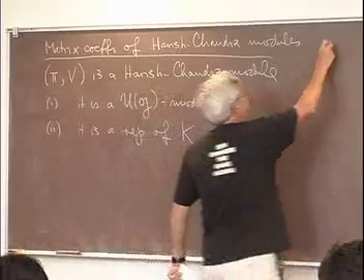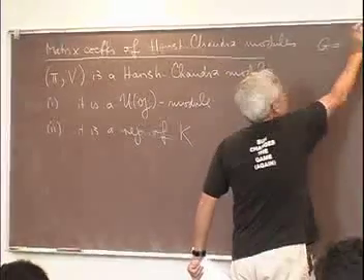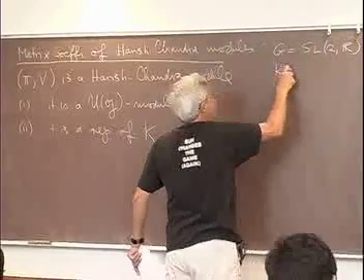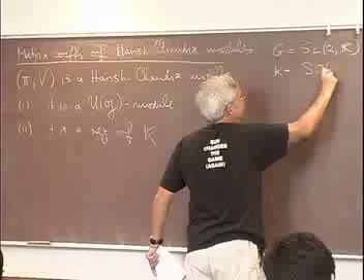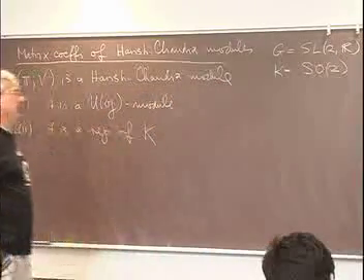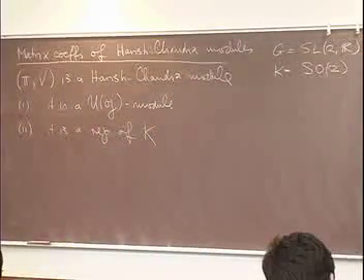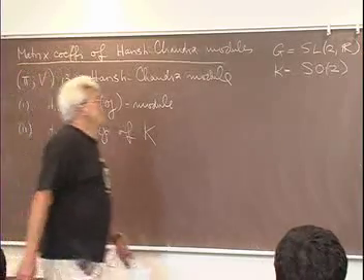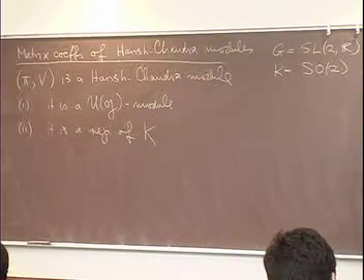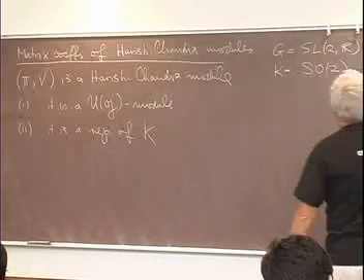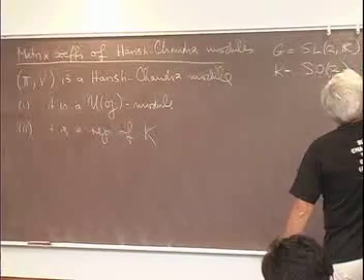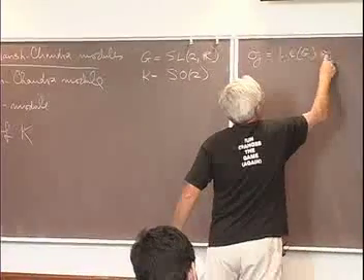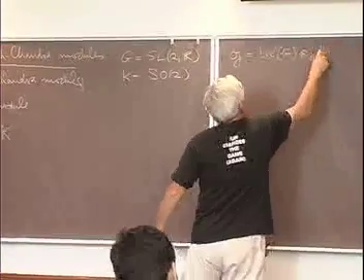Let me just remind you. G is SL2(R), and K is the maximal compact, so in this case the group of 2x2 orthogonal matrices of determinant 1. In general, for the definition, G can be any semisimple Lie group, and K is the corresponding maximal compact subgroup. And g is the complexified Lie algebra of our group G.